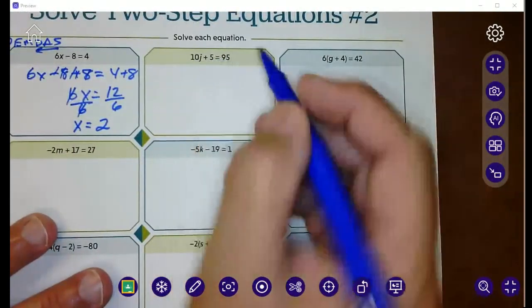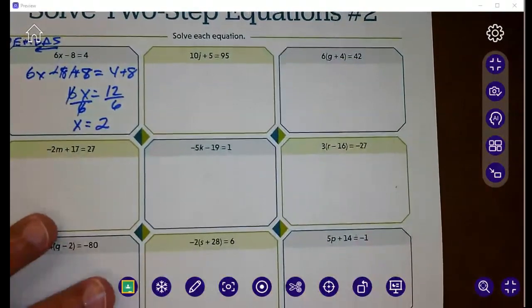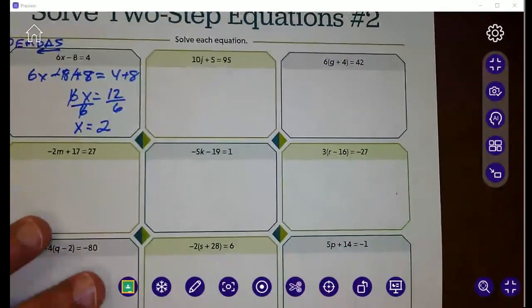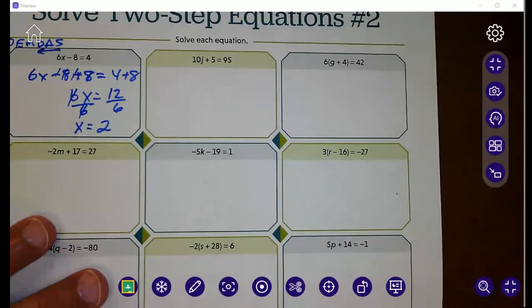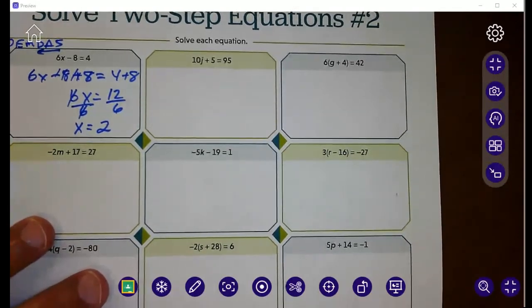10j plus 5 equals 95. Our variable is j. We're trying to get j by itself. So what am I going to do first on this one? Am I adding something, subtracting something, dividing by something, multiplying by something? What do I do first?